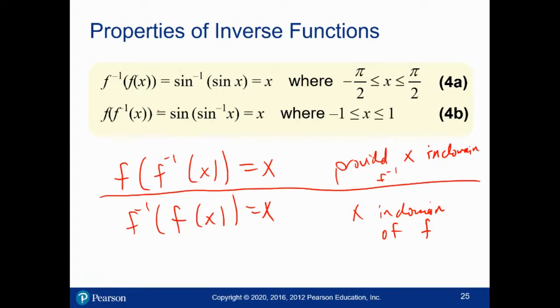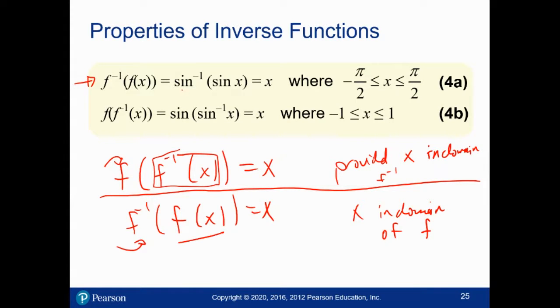Okay. And then of course, f inverse of x must be in the domain of f, and f of x must be in the domain of f inverse. So let's see what happens, okay?